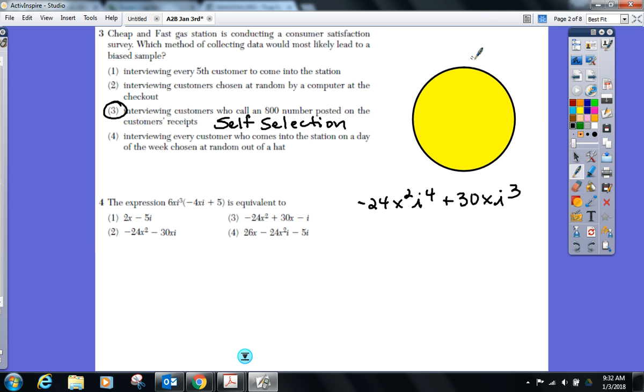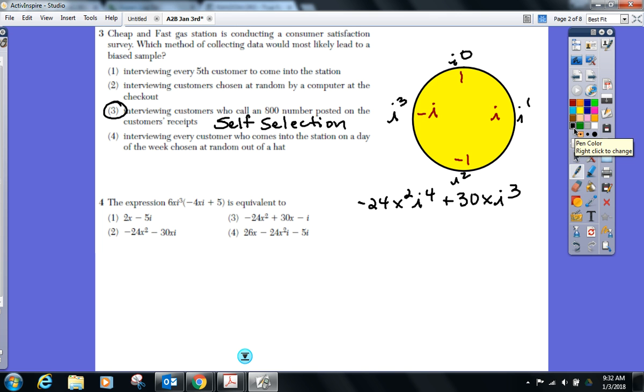clock. And 0, i to the 0, i to the 1st, i squared, i to the 3rd: 1, i, negative 1, negative i. All right, let's roll, stud. i to the 4th. Right? Because i starts repeating now. i to the 3rd, i to the 4th.